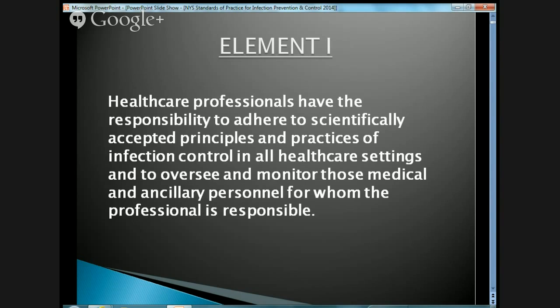Healthcare professionals have the responsibility to follow the infection control standards of practice. That is what this is, the standards of practice of infection control. Realize that, as I call the alphabet, which I'll be going through shortly, there's a whole slew of regulatory agencies and overseers whose recommendations we must follow.